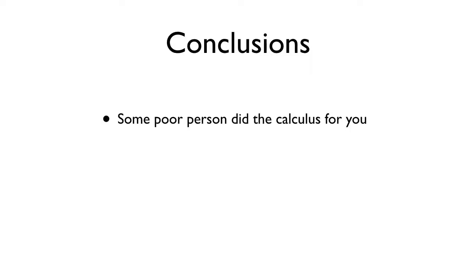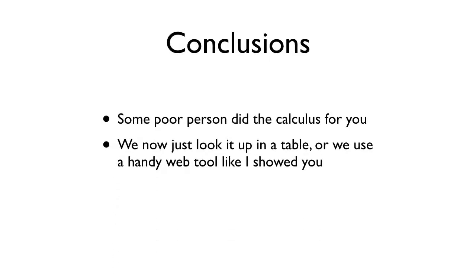The T was weird. The T was a guy who was a statistician working at a brewery. It's like my dream job. We just look stuff up in tables now. Or you can use a web tool, or there's all kinds of other possibilities that allow you to figure these things out nowadays.